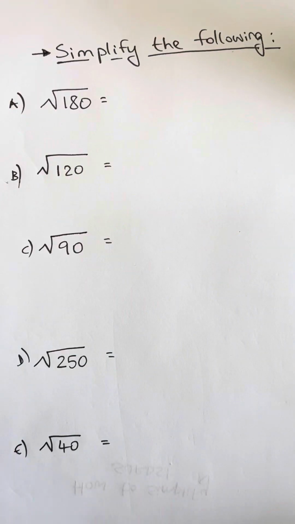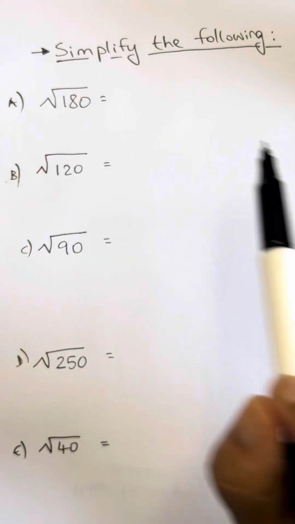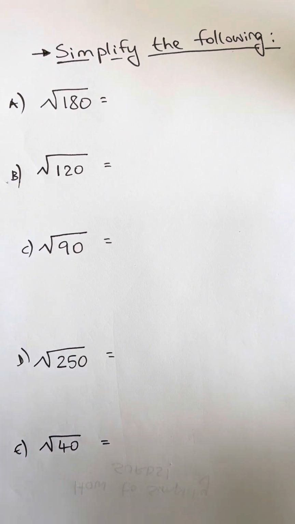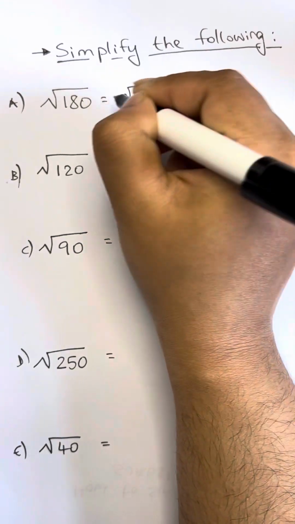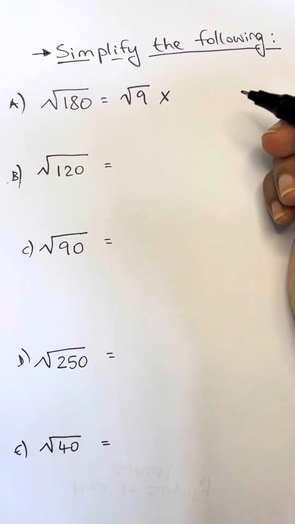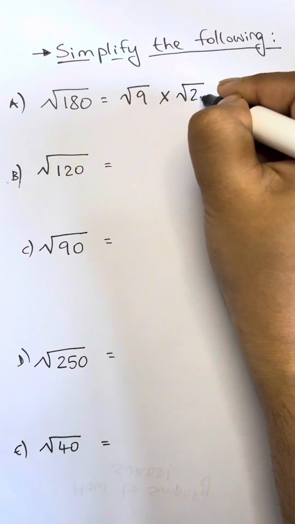Now let's move on and do some exercises. Here I've got square root of 180. If I were to list all the factors, it would take me forever because there are so many. So just think of the biggest square factor that you can have. I can think of 9. So 9 times what is going to give me 180? That's 20.